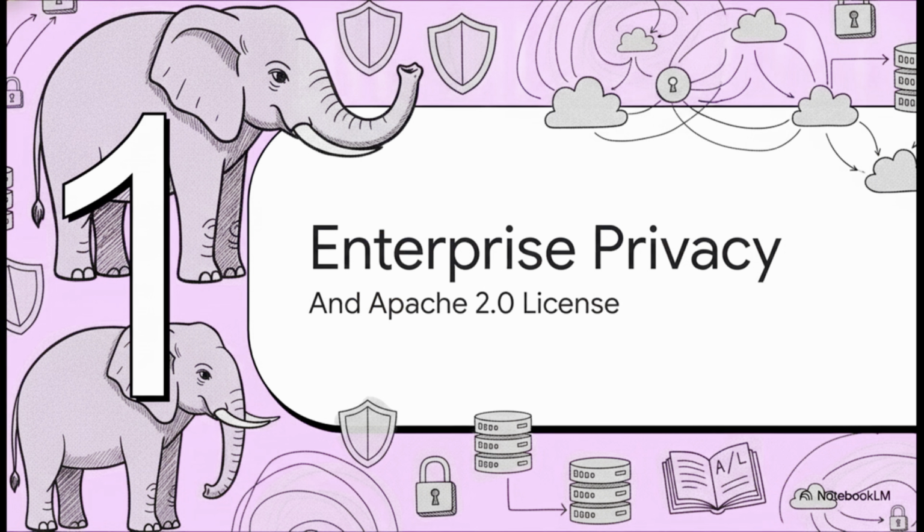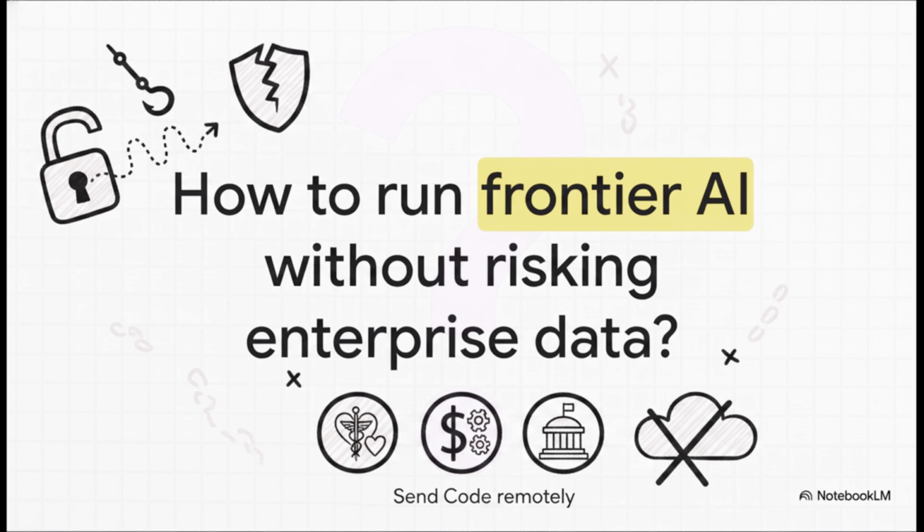Section 1. Enterprise privacy and the Apache license. Let's tackle the massive elephant in the room for any serious dev team: enterprise security and who actually owns your data. How do you actually run frontier AI without compromising your enterprise data?